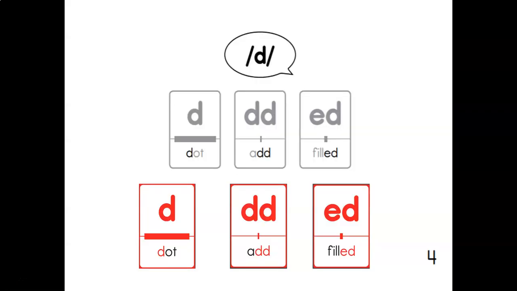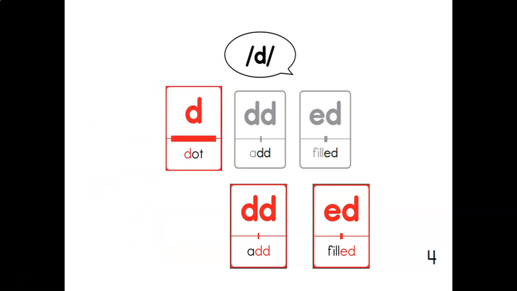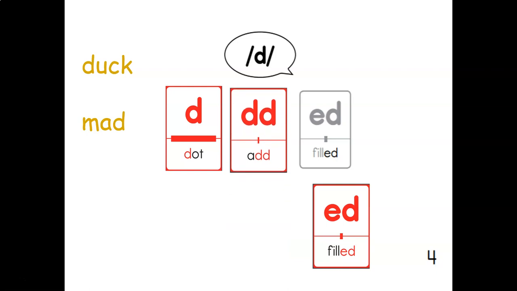Now, we're going to go over the spellings for the d sound. We've already learned that the d sound can be spelt with a d, like in the word dot. This power bar tells us that d is a very common spelling for the sound d. Let's look at some other words that have the d sound spelt with a d. Duck, mad.